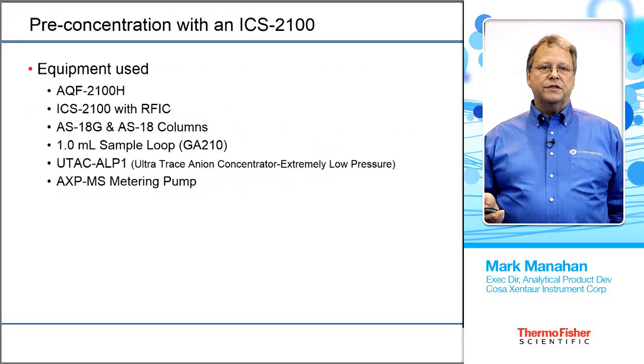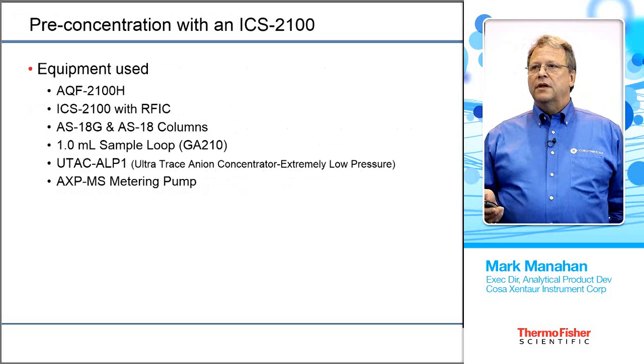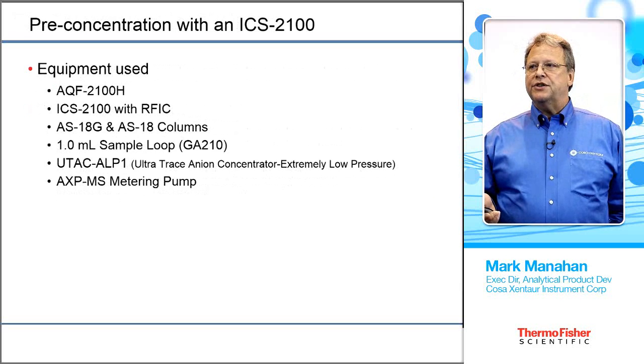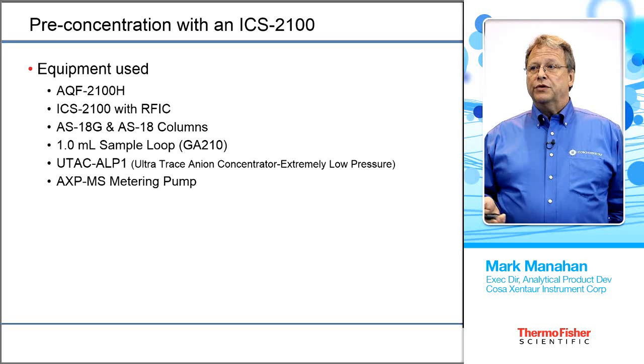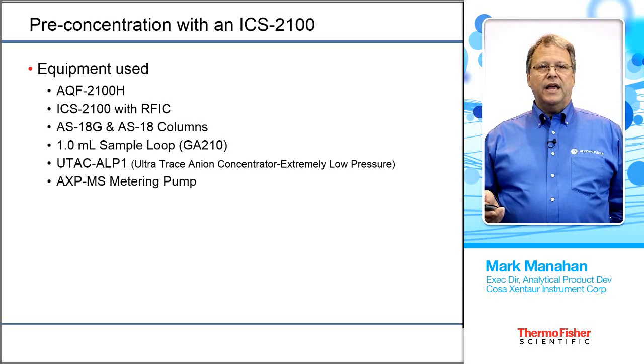Okay, we're going to show you some data on pre-concentration with a 2100. The equipment used is an AQF-2100H with an ICS-2100 using reagent-free IC, an AS18 column and guard column, a 1 mL sample loop, which is a very large loop. We're using an AXP-MS metering pump and a trap column.